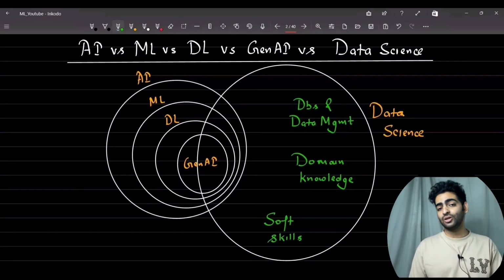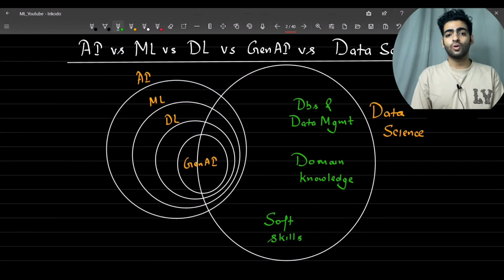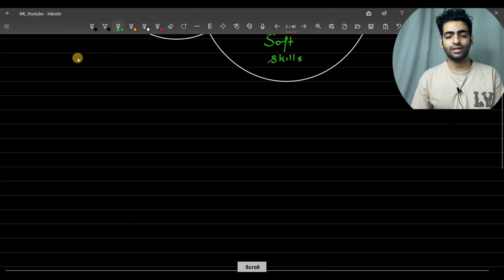So nowadays people are talking a lot about artificial intelligence, deep learning, generative AI, agentic AI, machine learning and lot of key technologies. So in this particular session we are going to shed light on what is the key difference between all these key technologies. So let's learn what exactly is the AI versus ML versus DL versus generative and data science. Let's understand what these technologies actually are.